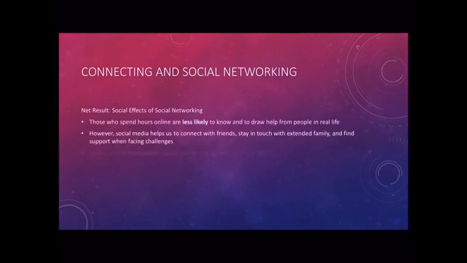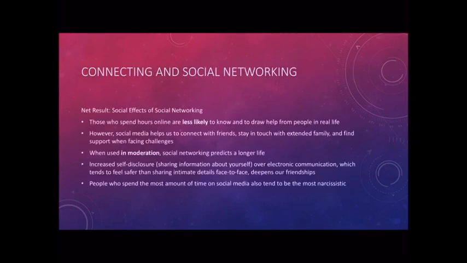Okay, towards the end here. So when it comes to social networking, those who spend hours online are actually less likely to know and draw help from real life people. But social media can help us to connect with our friends, stay in touch with extended family, and find support when we're facing challenges. When used in moderation, social networking actually predicts a longer life.